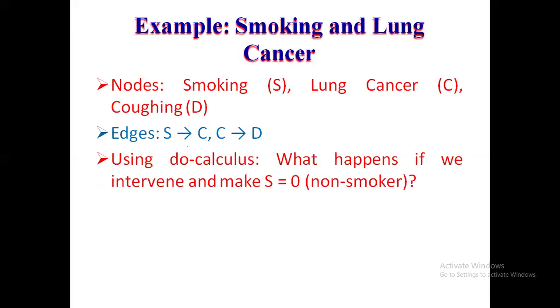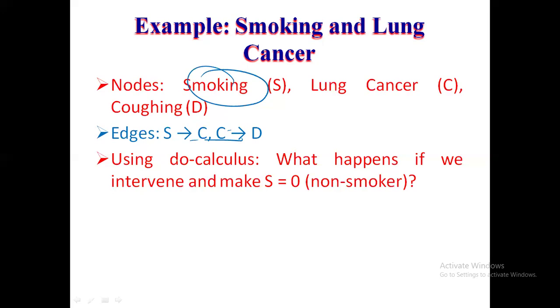And the example, if you take smoking and lung cancer. Nodes: we will take smoking, lung cancer, and coughing. And edges, in this example, three variables: whether the person smokes, whether they develop lung cancer, and whether they experience coughing. Edges are S to C, C to D. This causal structure shows that smoking increases the risk of lung cancer, which in turn causes coughing.